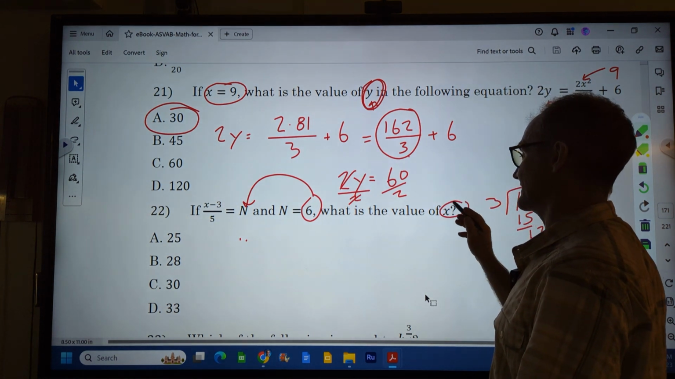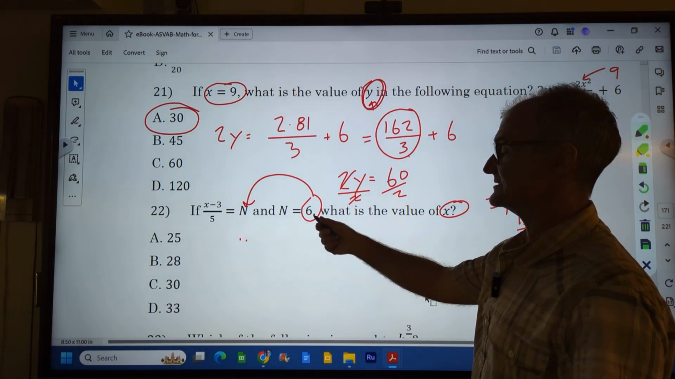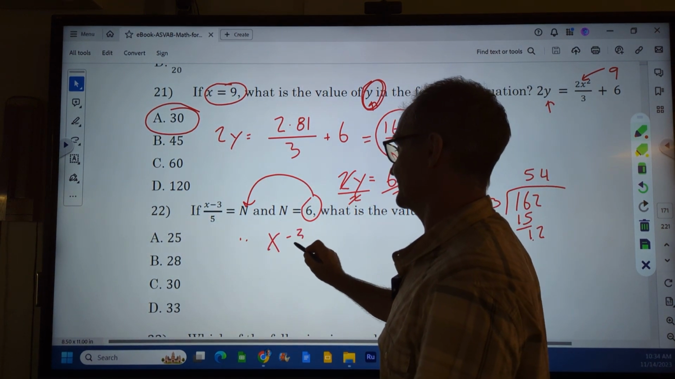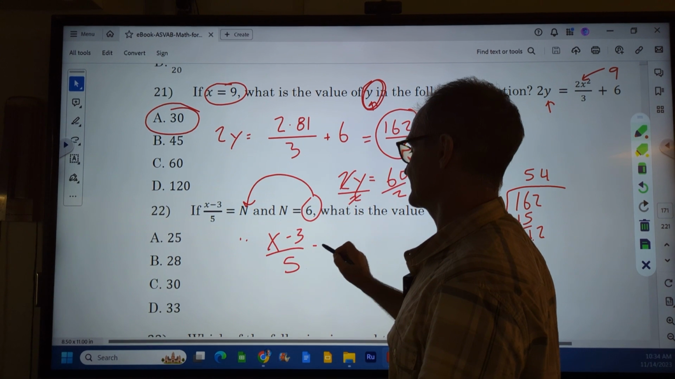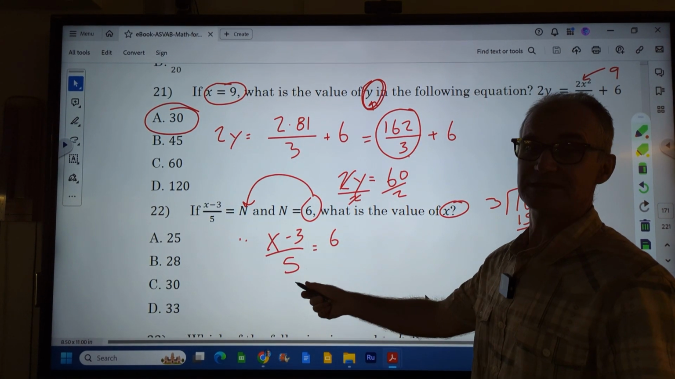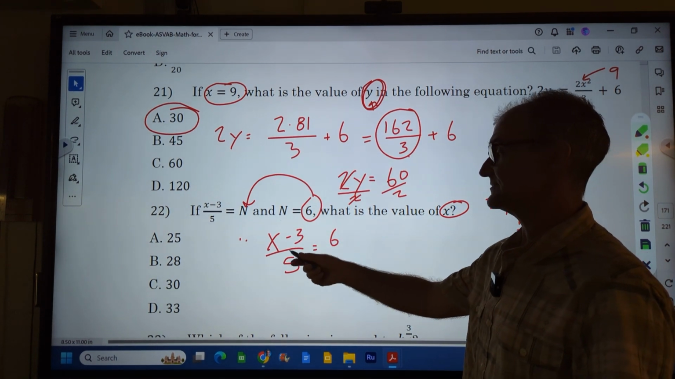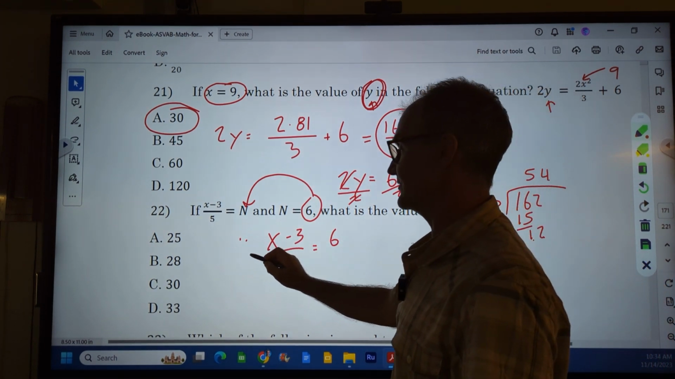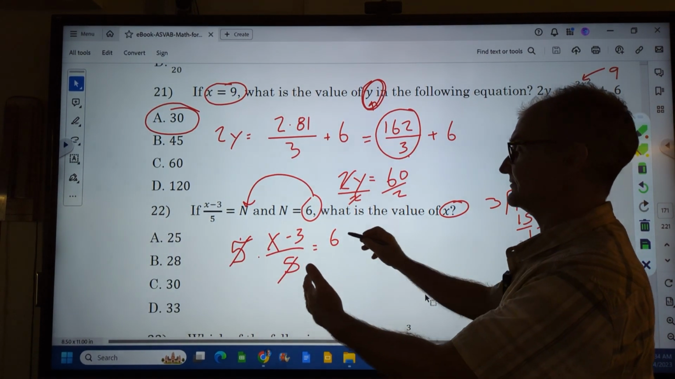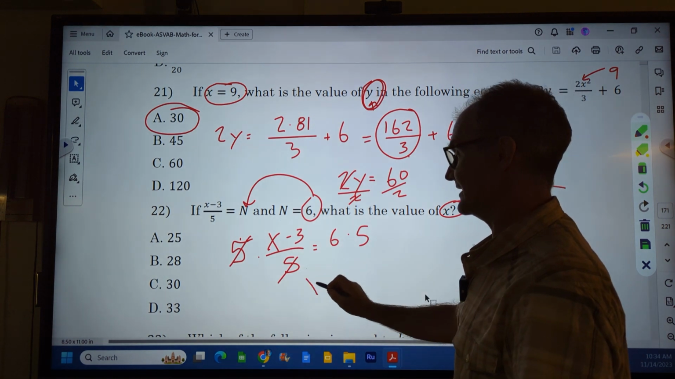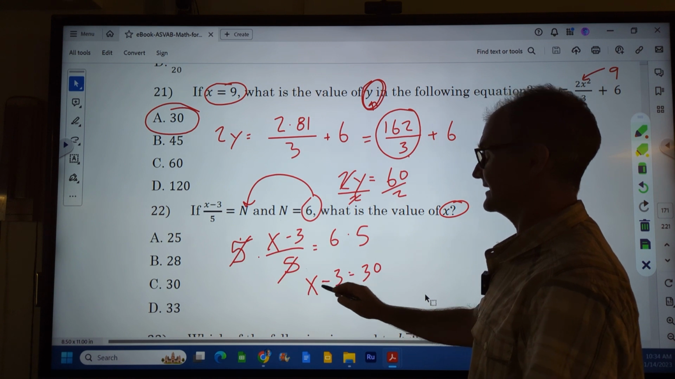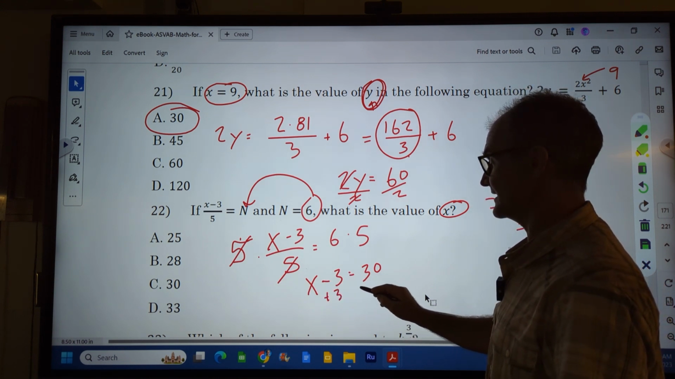Number 22, if x minus 3 is equal to n, and n is equal to 6, what is the value of x? A pretty similar problem. I have to plug 6 in, but I'm going to plug it in at that answer here. So I have x minus 3 over 5 is equal to 6. I have to get that x by itself. Want to get rid of that 5. Currently the left side is being divided by 5. So if I multiply the left side by a 5, those will cancel. Again, if I do it to the left, I also have to do it to the right. Now I have x minus 3 is equal to 30. Getting x by itself, I add 3 to both sides.